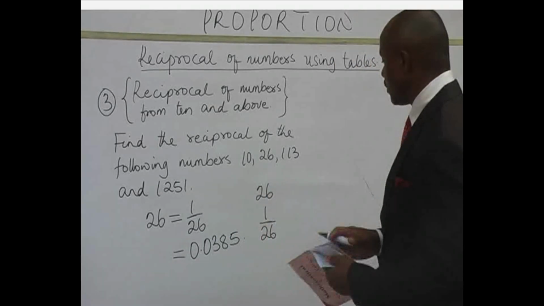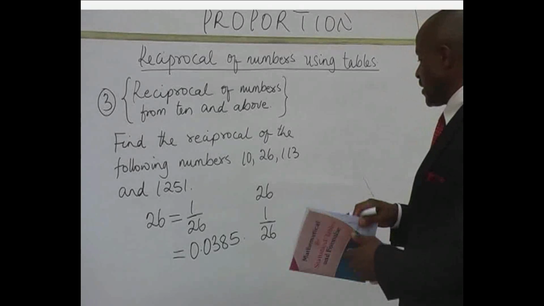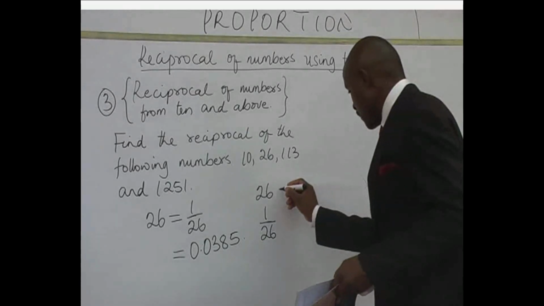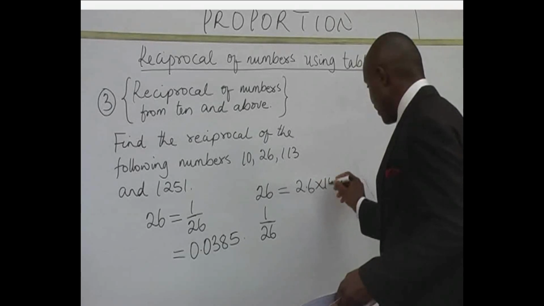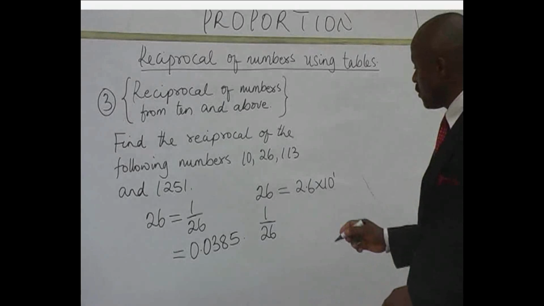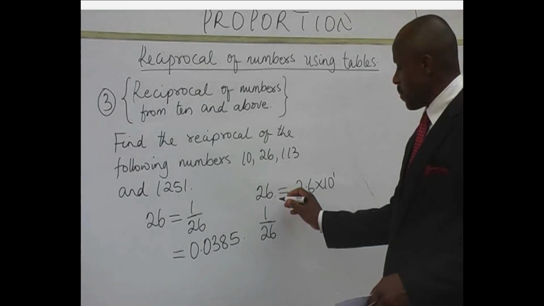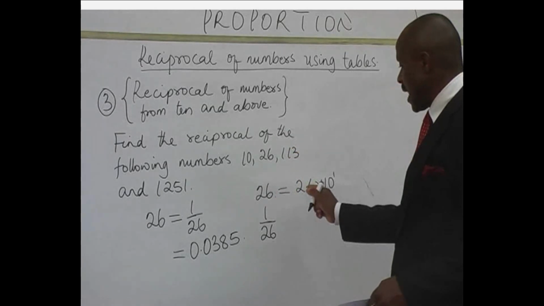First of all, write 26 in standard form. 26 is going to be 2.6 times 10 raised to power 1, because we have moved what's supposed to be the full stop towards the left across 1 digit, and it became 2.6 times 10 raised to power 1.